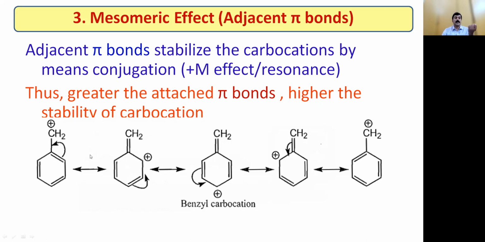If you look at the benzyl system, this positive charge will be dispersed over the entire ring in addition to this carbon. So therefore, benzyl carbocation is exceptionally stable. That is, benzyl carbocation is more stable when compared to the allyl carbocation, which you have seen just now.